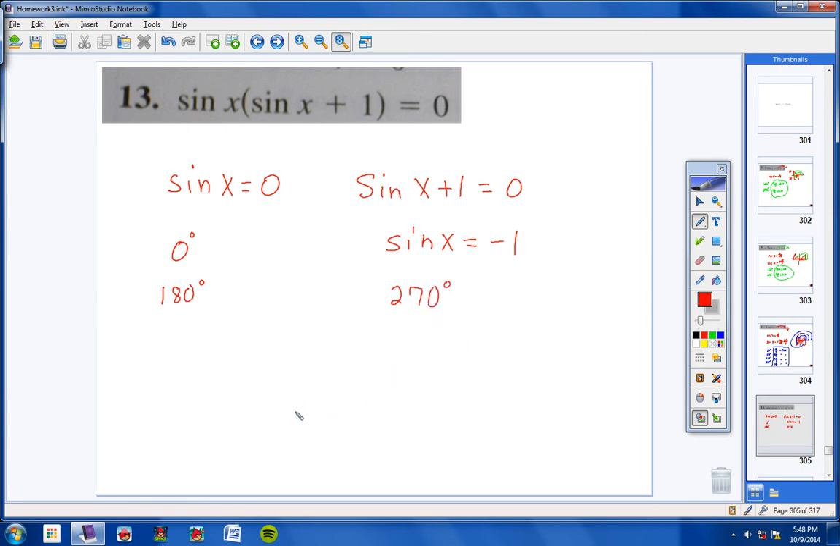And now let's write them with radians. So 0 degrees is 0 radians plus 2 n pi. 180 would be pi radians plus 2 n pi. And 270 would be 3 pi over 2 plus 2 n pi. Okay, let me very quickly check the answer key and we'll go on. And let's see what we got here. Yes, we're totally good. Moving on to number 15.